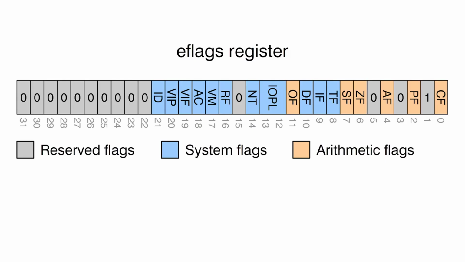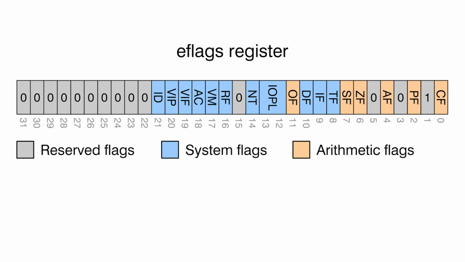Then the other set is something called the system flags or control flags. These are bits that control the execution, and they influence how the CPU executes the instructions. For example, at bit number 8, one can see the trap flag. When it is set, it allows single step debugging. The CPU generates a debug exception after every instruction.